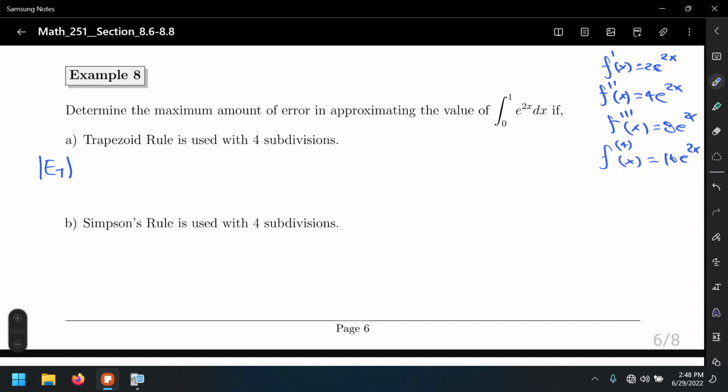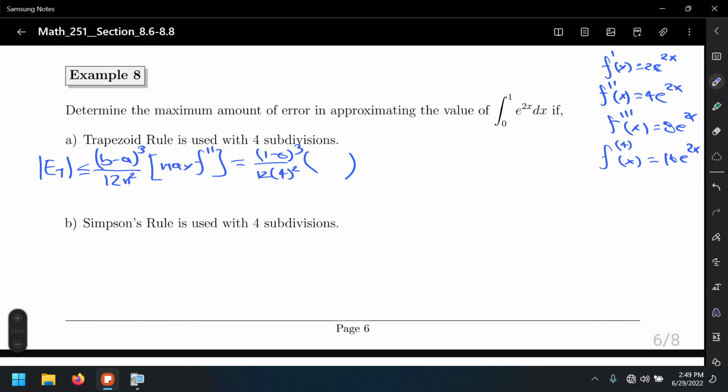E sub T for trapezoid is less than or equal to (b minus a) cubed over 12 n squared times the max of the second derivative. Okay, now what are those numbers? Number one, b minus a, that's easy, 1 minus 0 cubed, and 12 times n squared, which in this case is 4 squared. And then, what about the max of f double prime? No, we don't have to go through the calculus. We can just graph this function.